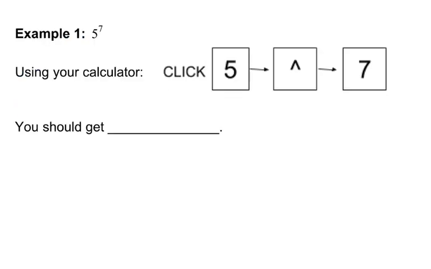Example 1, 5 to the 7th power. Using your calculator, you're going to click 5, you're going to click that button we found earlier, and then you're going to click the 7 button. You should get 78,125.